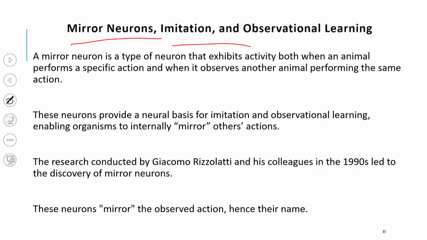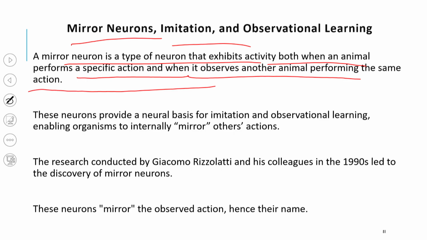These mirror neurons are present in the brain in a certain circuit. Mirror neurons are the type of neurons that exhibit activity both when an animal performs a specific action and when it is observing other animals performing the same action. So, these neurons get activated when you do some motor action, like grasping an object or walking, whatever it is.